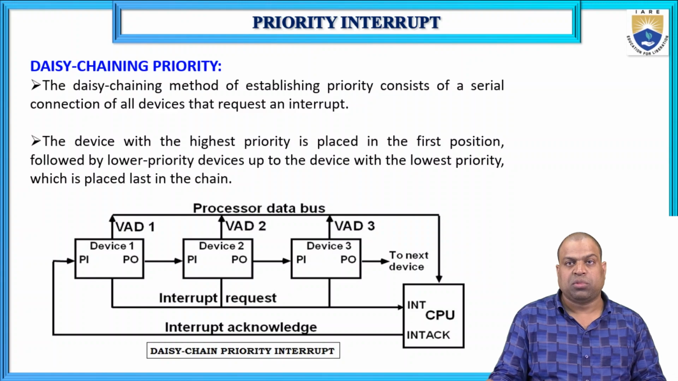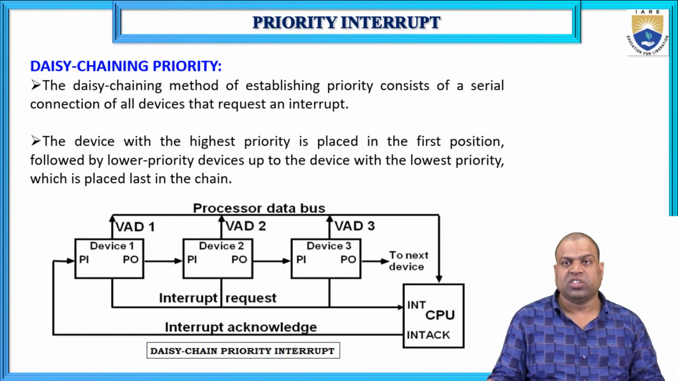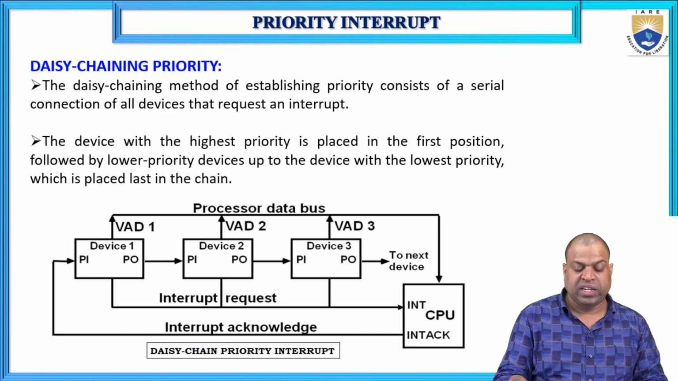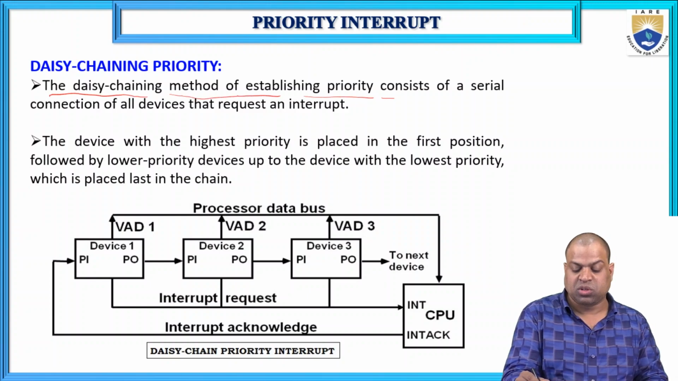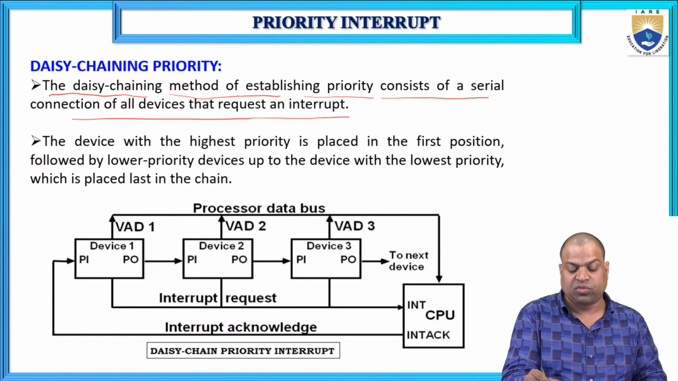Daisy chaining priority: this method of establishing priority consists of a serial connection of all devices that request an interrupt. The device with the highest priority is placed in the first position, followed by the lower priority devices up to the device with the lowest priority, which is placed last in the chain. So daisy chaining priority is a hardware priority. This method consists of a serial connection of devices.